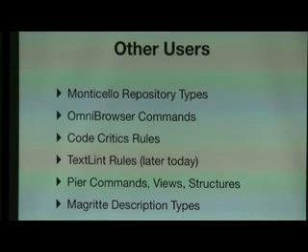And because it's so simple, a lot of frameworks also use that, right? So Monticello, the source code management system, for example, has different repository types, and these are essentially just subclasses of a common superclass. In OmniBrowser, the commands, the code critics rules, the text lint rules that I will present later today, in Pier, command, view structure, all follow the exact same pattern for extensibility.